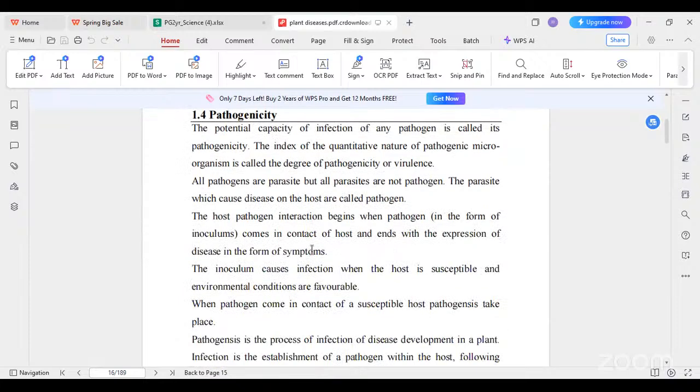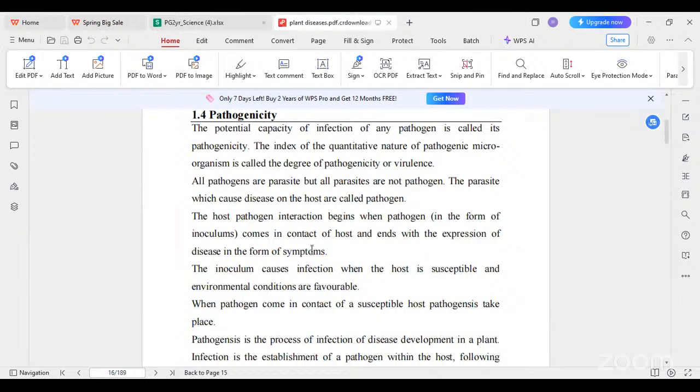Pathogenicity is the potential capacity of any pathogen to cause infection. The index of the quantity or nature of the pathogenic microorganism is called the degree of pathogenicity or virulence. Next one, all pathogens are parasitic, but all parasites are not pathogens.